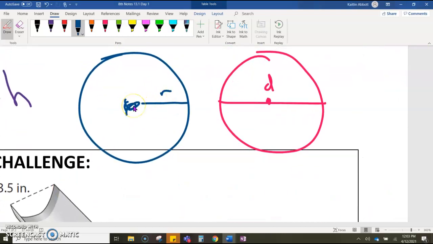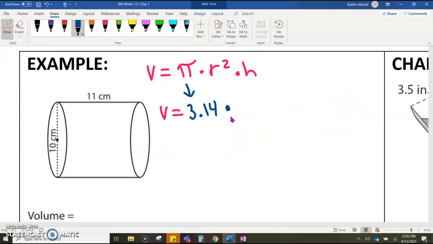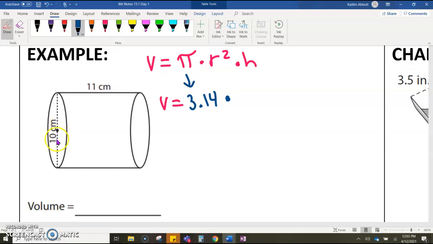Radius is only half. I can probably redraw this better now. Radius is half. We have a diameter, so we just need half of the diameter. So what is half of 10? 10 divided by 2. That's right, it's 5. So we got 3.14 times 5, because that was our radius. Oh, but don't forget that squared. It'll be 5 squared.